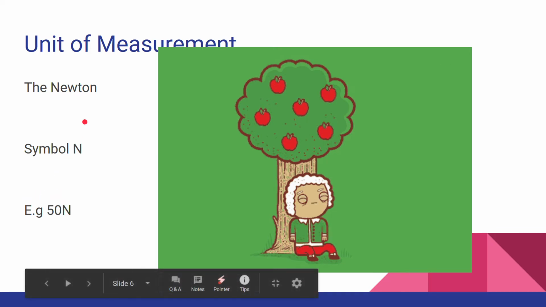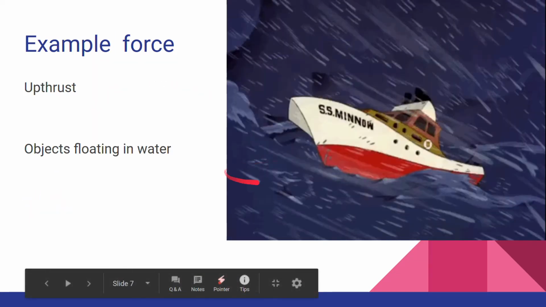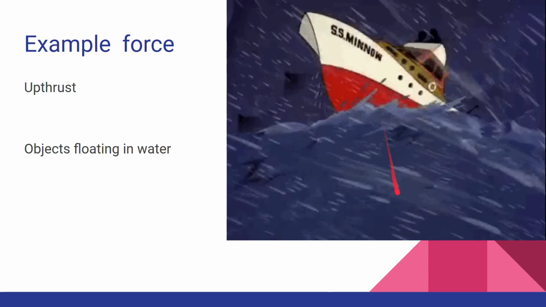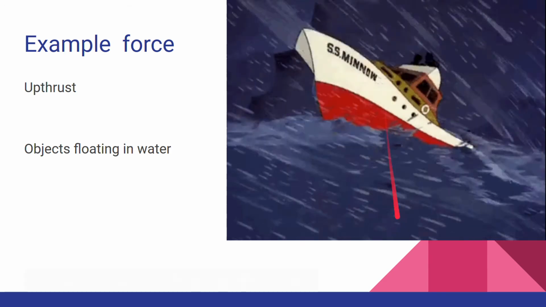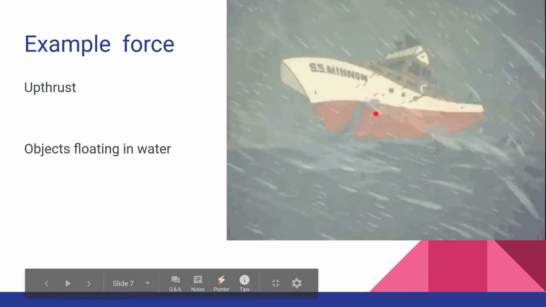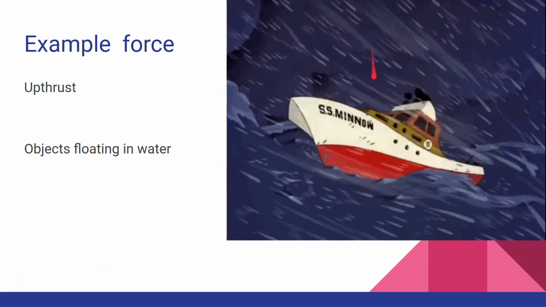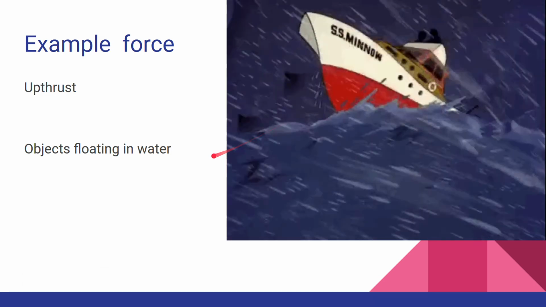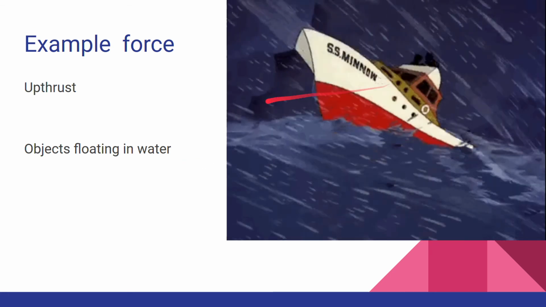Okay, examples of other forces would be the upthrust on a boat. So the boat's not sinking because there's an upthrust from the water that's equal to the weight of the boat. So if this boat weighs 1,000 newtons, there's an upthrust of 1,000 newtons. So the object would be floating in water.